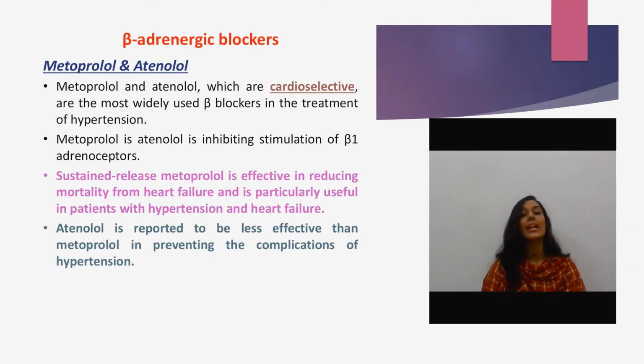Then metoprolol and atenolol, they are cardioselective, which are widely used beta blockers in the treatment of hypertension. They act by inhibiting stimulation of beta-1 adrenoreceptors. Sustained release metoprolol is effective in reducing mortality from heart failure, and it is particularly useful in patients with hypertension and heart failure. Atenolol is reported to be less effective as compared to metoprolol nowadays.